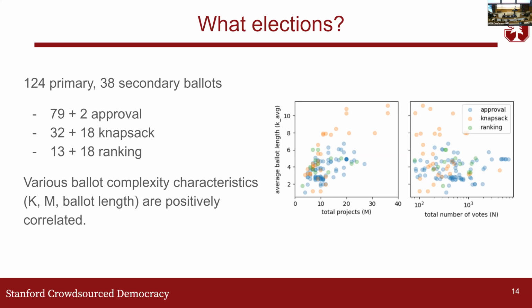And as I mentioned, there's also sometimes a secondary ballot, which is the +2 and +18, which is the number of secondary ballots that we have available for those methods. As you can see, we have a range of different numbers of projects available. So every dot represents one election. And we have the number of votes. So the size of the election is also fairly different.